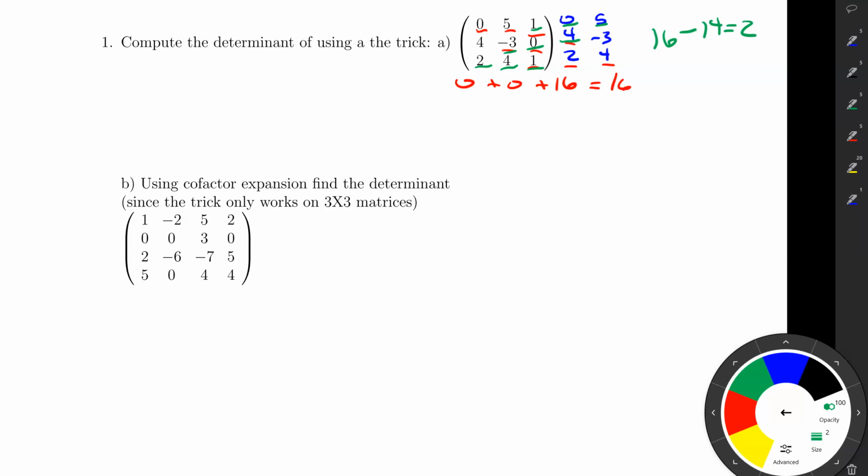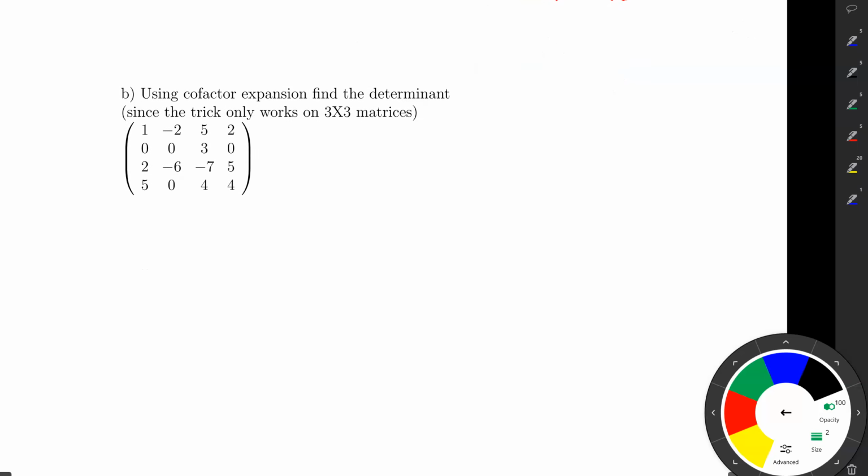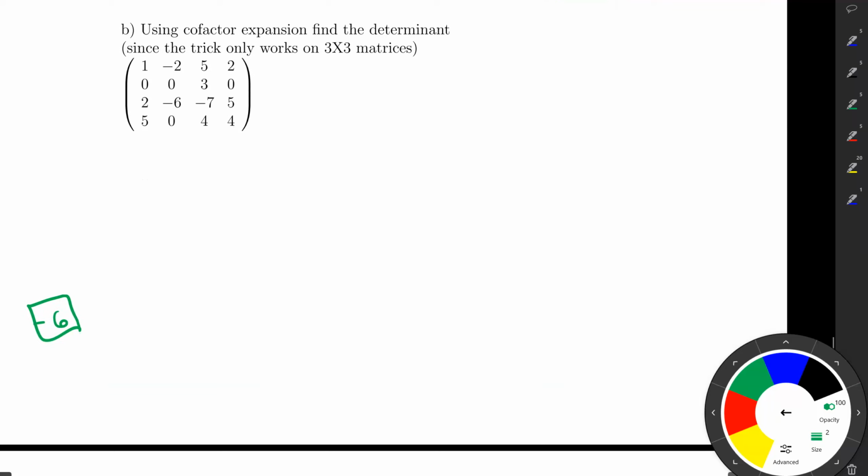All right, be careful, this trick only works on 3 by 3 matrices. So for this one here, you would want to pick a row or a column to do the determinant of. I'm going to let you do this on your own and practice it. I got an answer of -6. I think it's good to practice on your own without watching me do it again.